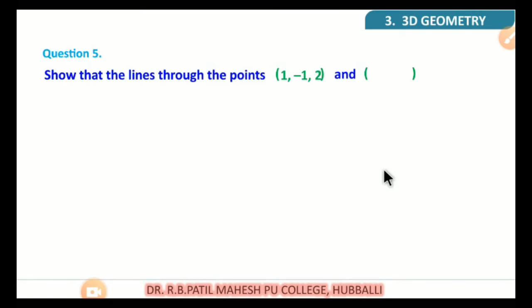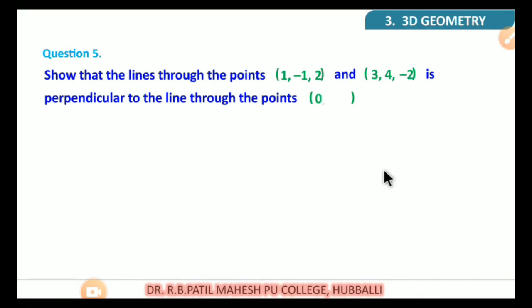Let us take the next example. Show that the line through the points (1, -1, 2) and (3, 4, -2) is perpendicular to the line through the points (0, 3, 2) and (3, 5, 6). Students, observe here, the first line passes through these 2 points and the second line passes through these 2 points. We have to show that these two lines are perpendicular to each other.